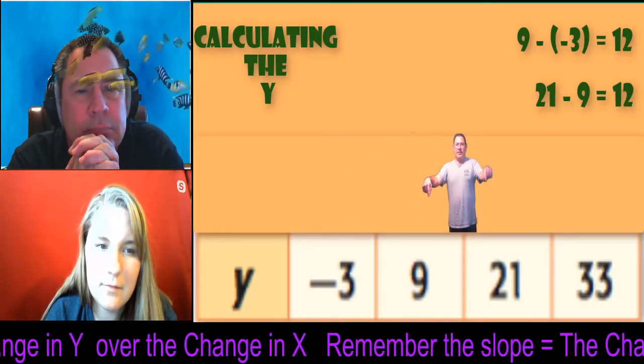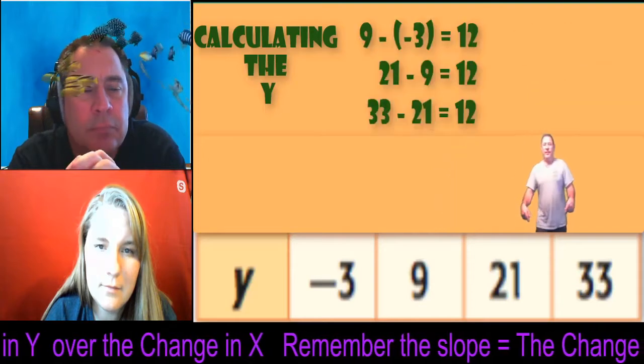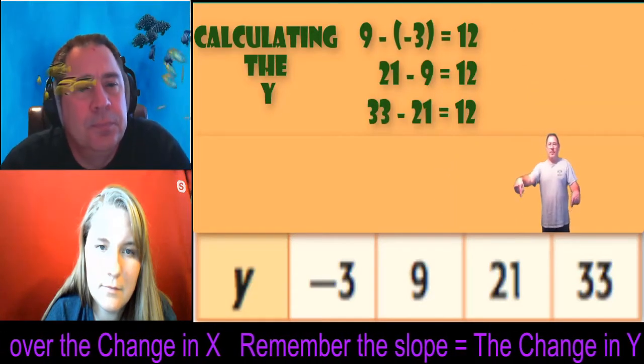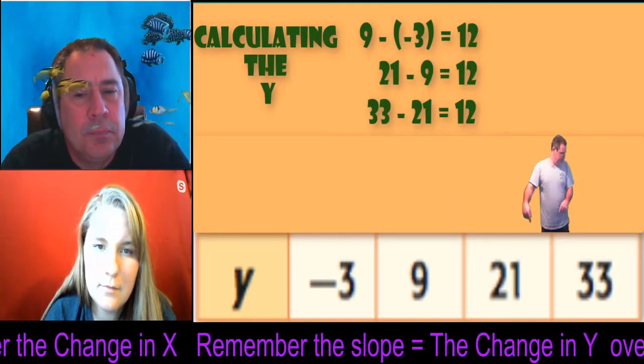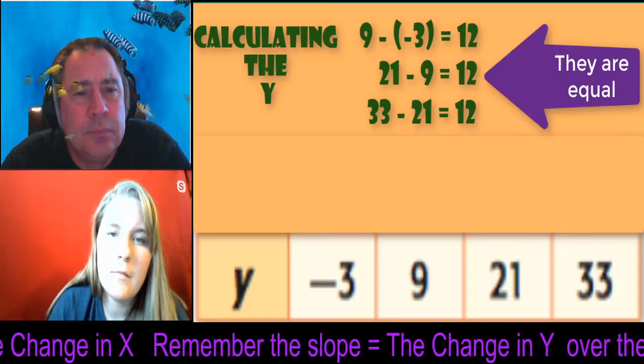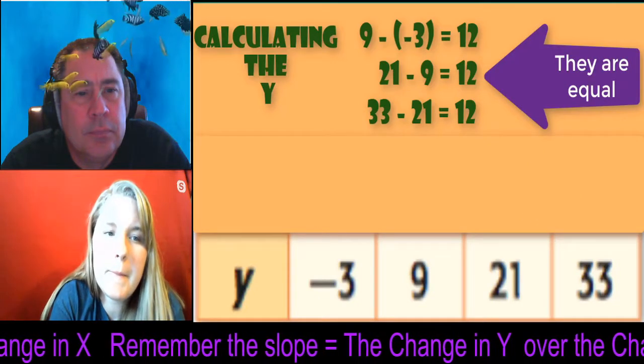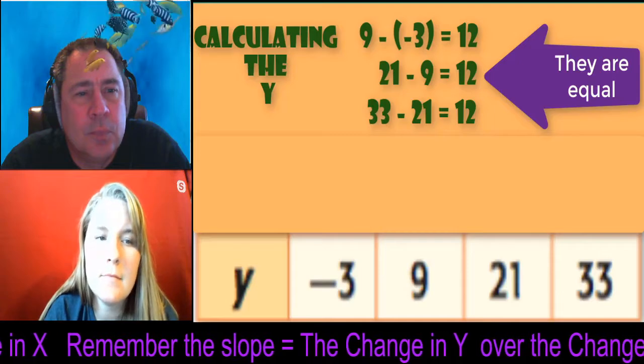Now we have 21 minus 9. That equals 12. And then we have 33 minus 21. And that also equals 12. So they are all equal on this one as well. So that's shaping up to be linear.